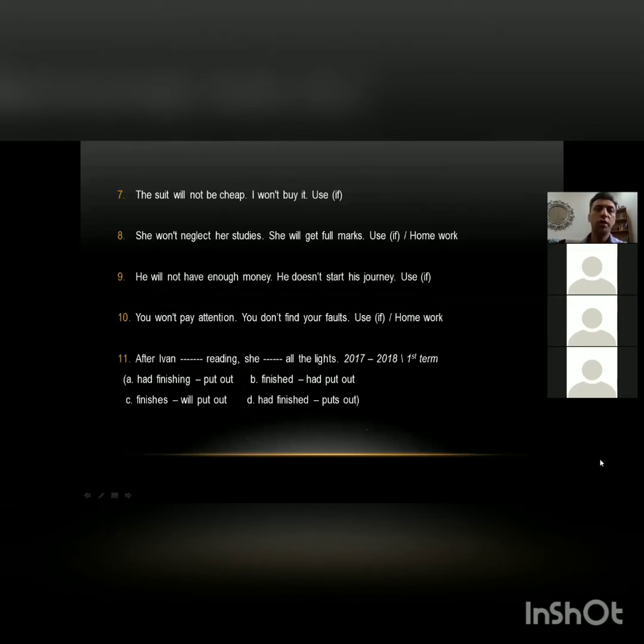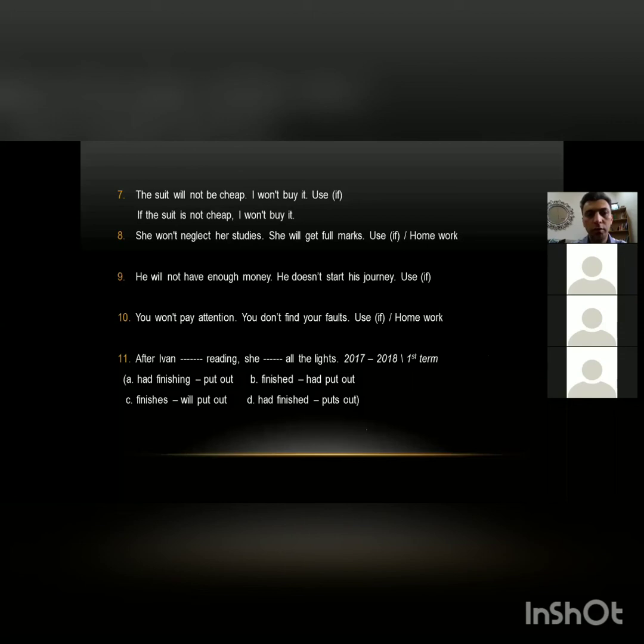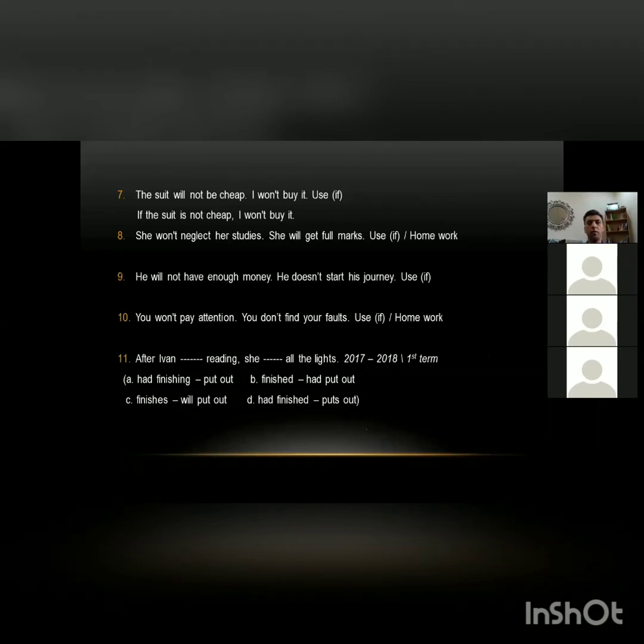She won't neglect her studies. She will get full marks. Use if. Homework. That is homework, which means you can do it by yourself. That is the answer for the first example in this slide, number 7.